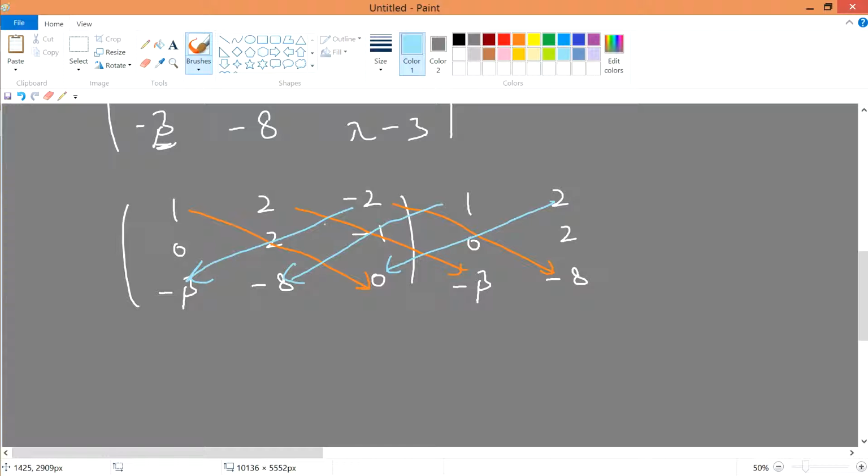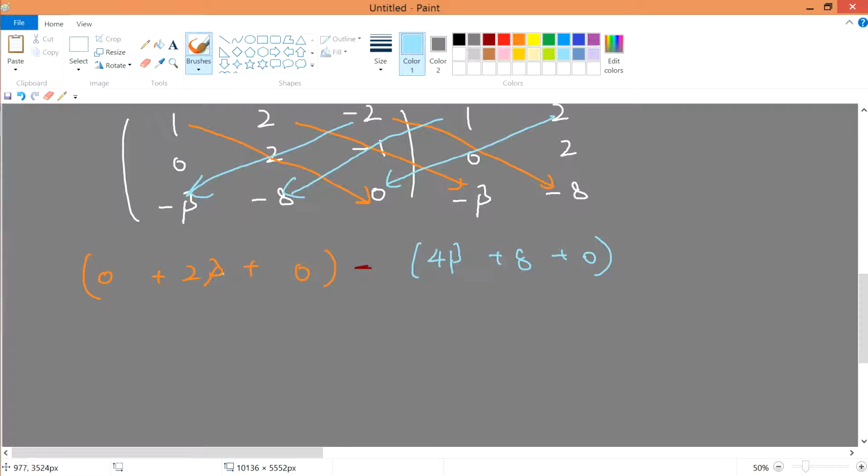So when I do this, what do I have? I'll do it together with you. 1 times 2 times 0 is 0. 2 times minus 1 times minus beta is plus 2 beta. Plus minus 2 times 0 is definitely 0. Then I minus away the blue ones. Minus 2 times 2, I have minus 4. Minus 4 times minus beta, I have plus 4 beta. Then minus 1 times minus 8 is just 8, so I have plus 8. And this is simply 0. Then I can rearrange: I would have 2 beta minus 4 beta minus 8.